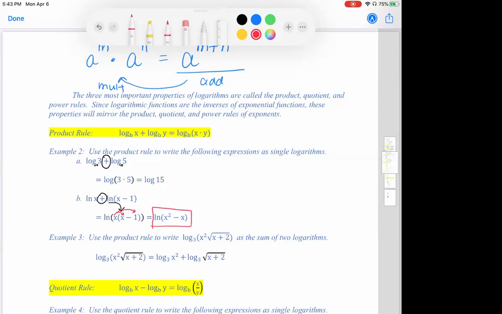And so take a quick look at your product rule that's highlighted. Because I have an equal sign, this means I can compress it with 1 log, or I can expand it. Because it has an equal sign, I can move from left to right or right to left.